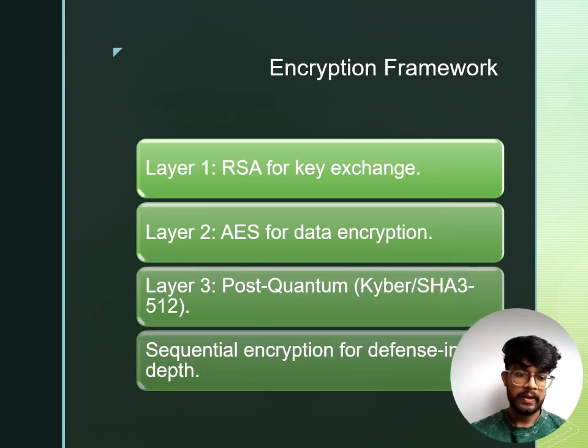In the encryption framework, the framework operates in three layers. Layer 1 is RSA 2048 for secure key exchange, and the second layer is AES for bulk data encryption. And the third layer is a post-quantum element, implemented with SHA-3 512 for integrity verification, with modular compatibility for hybrid algorithms. The layers are applied sequentially, ensuring that compromising one does not expose the entire system.